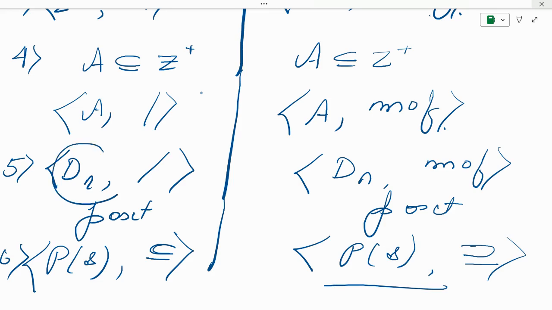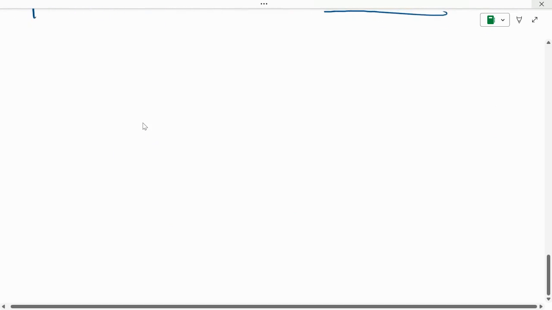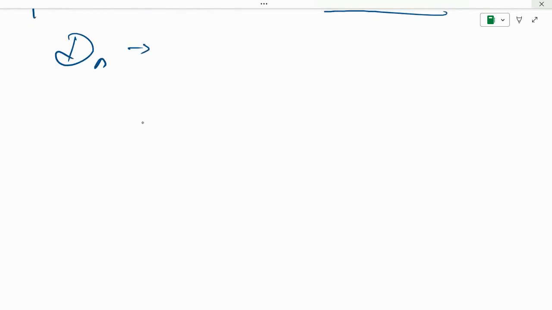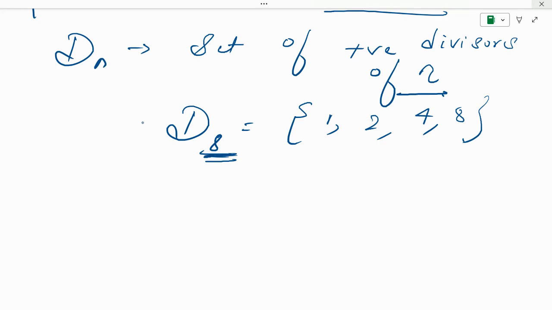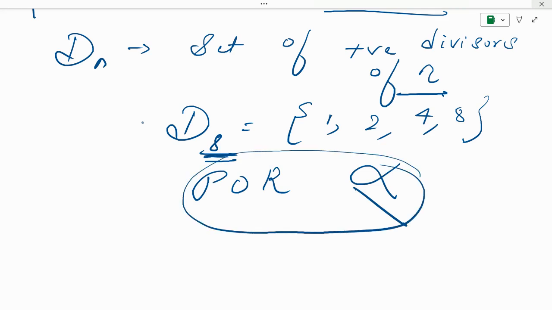Now let's see what Dn means. Dn is the set of all positive divisors of n. So D8 we can write as {1, 2, 4, 8}. Here n denotes the number. This is the notation, and we need to remember it. Next we are going to learn about the definition of posets and tosets and how they are associated.